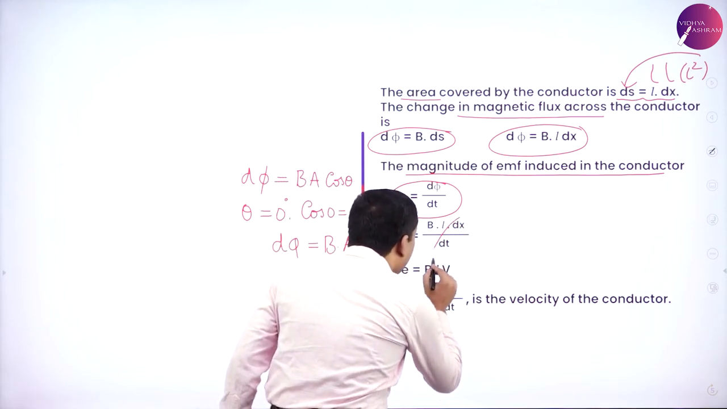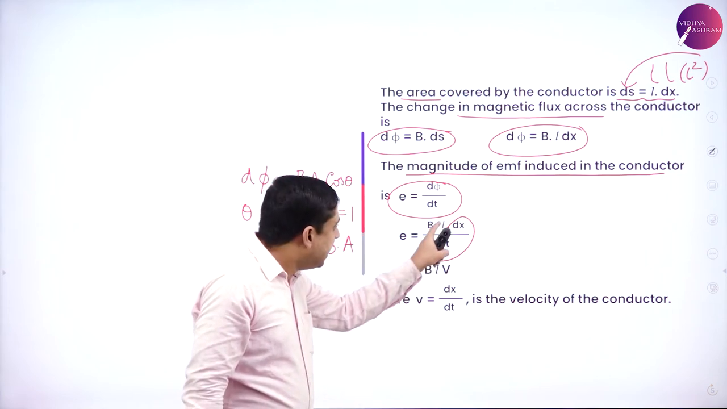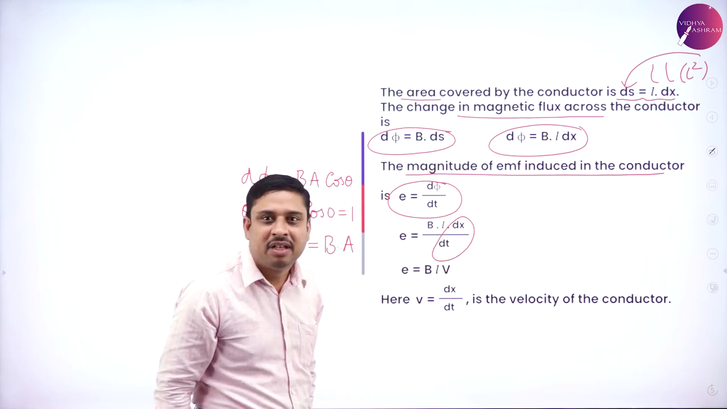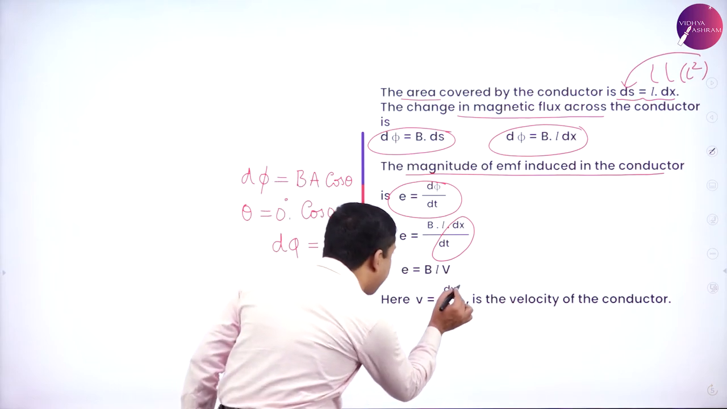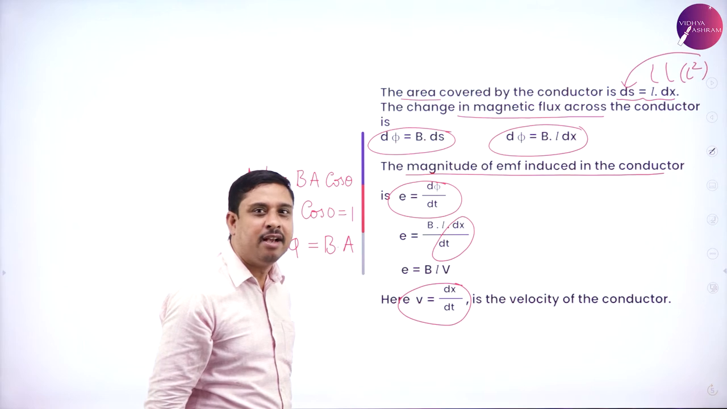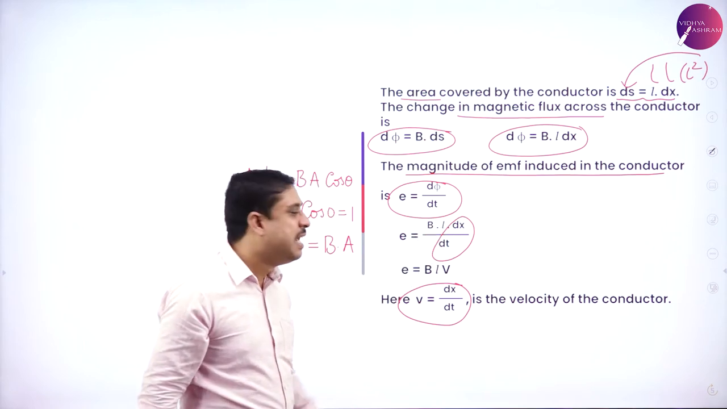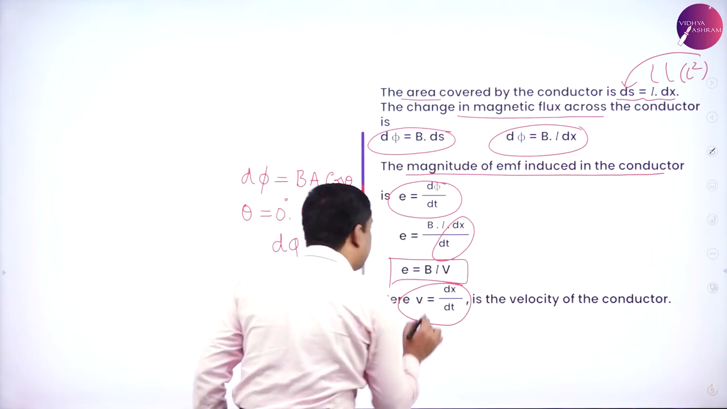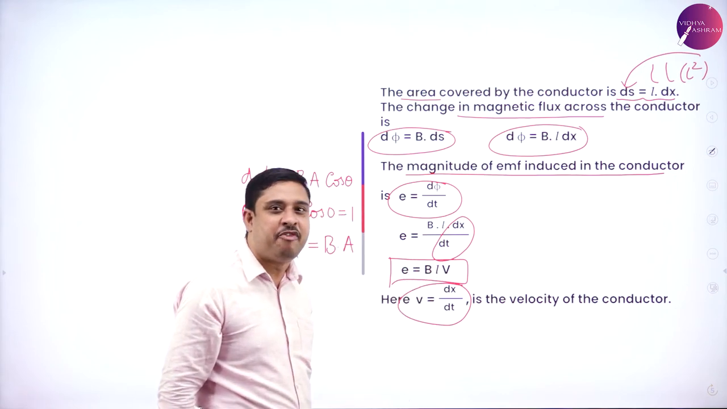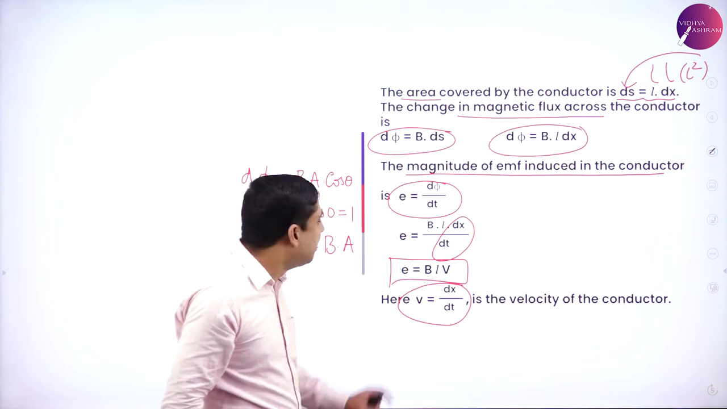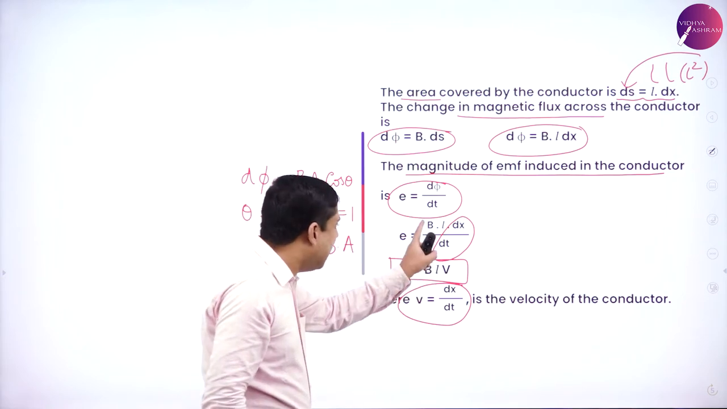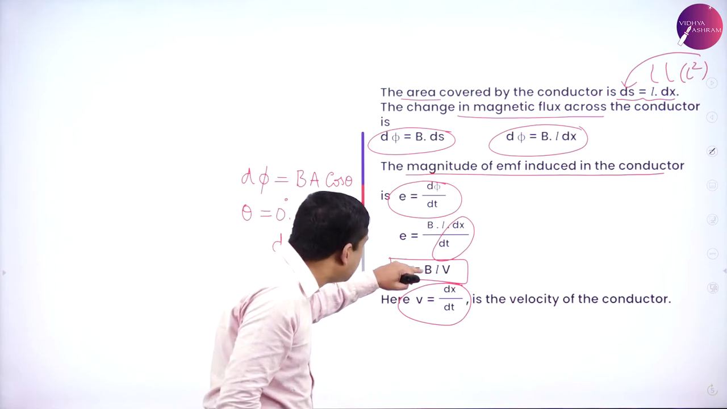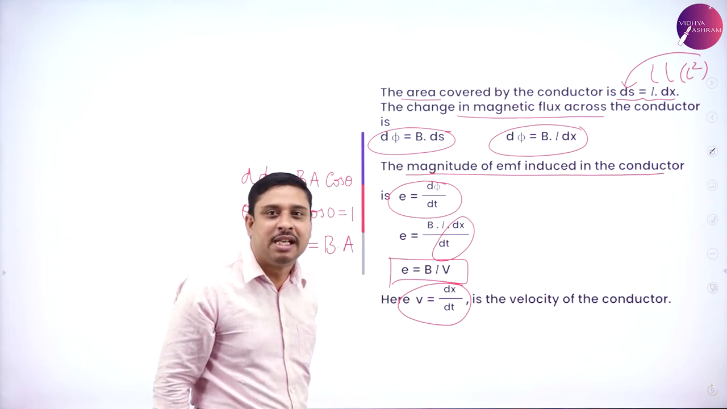Now, concentrate on this term, dx by dt: displacement divided by time. Rate of change of displacement is nothing but velocity. So B L dx by dt is B L V, and this is the expression for motional EMF. Strength of the magnetic field, length of the conductor, velocity of motion. So this expression gives you motional EMF.